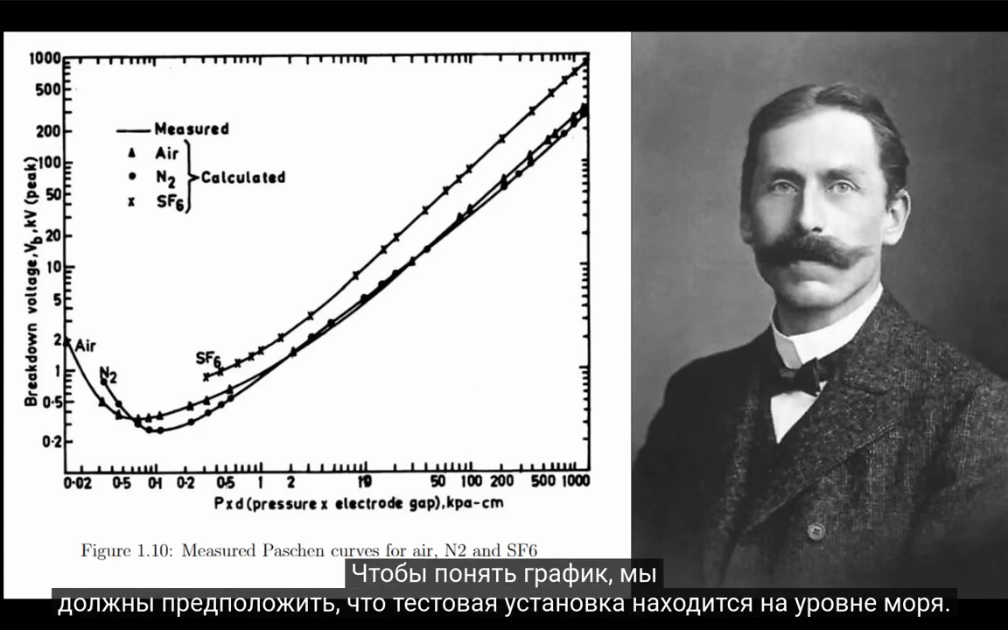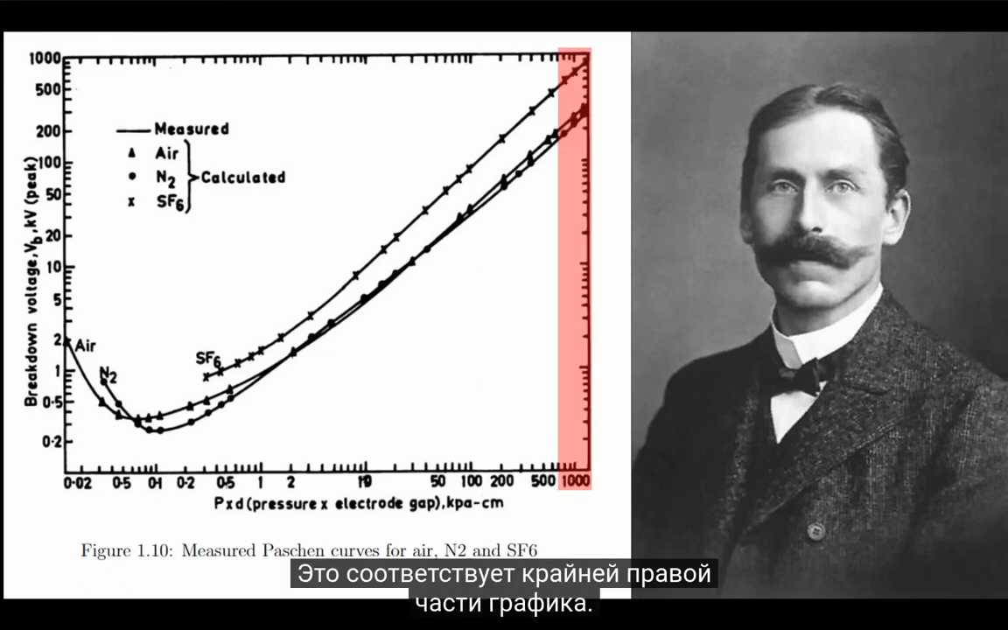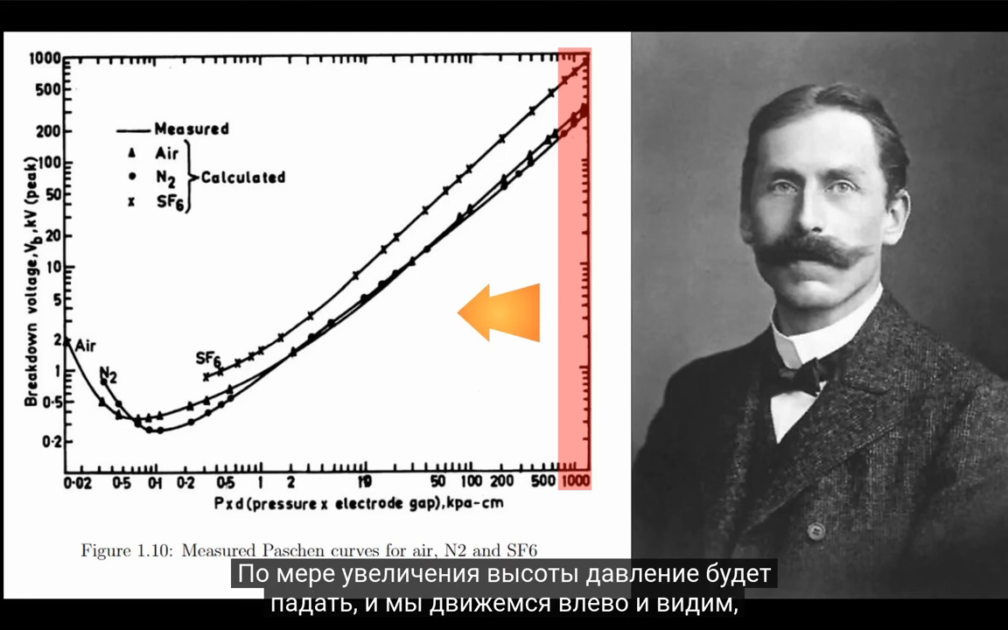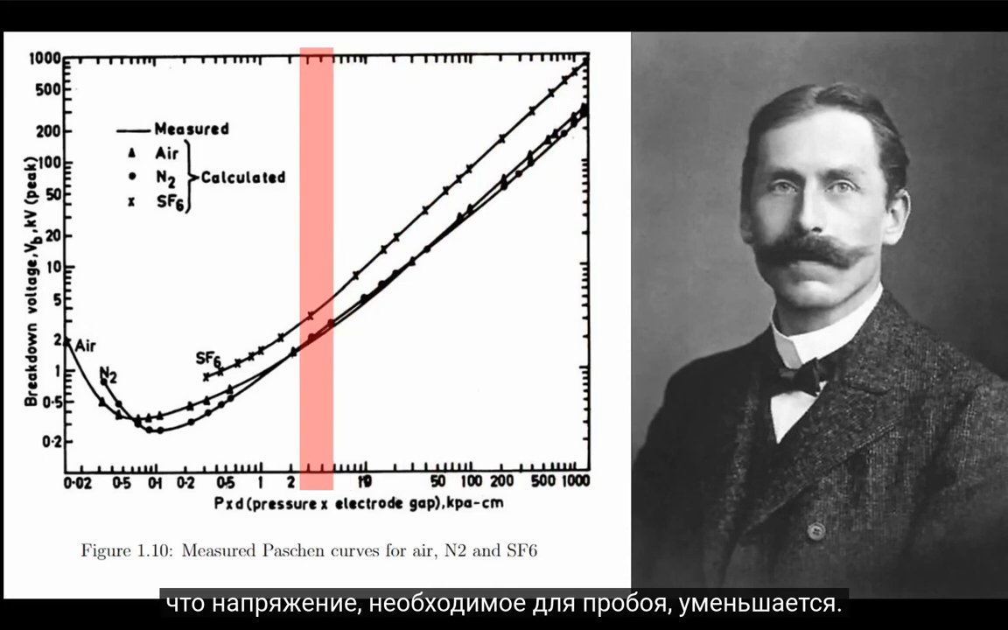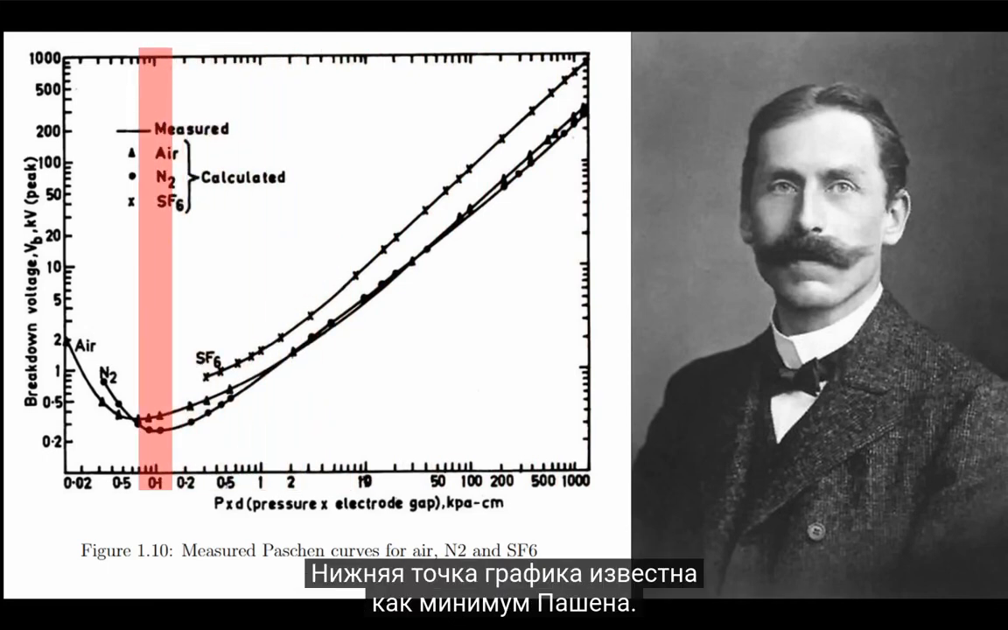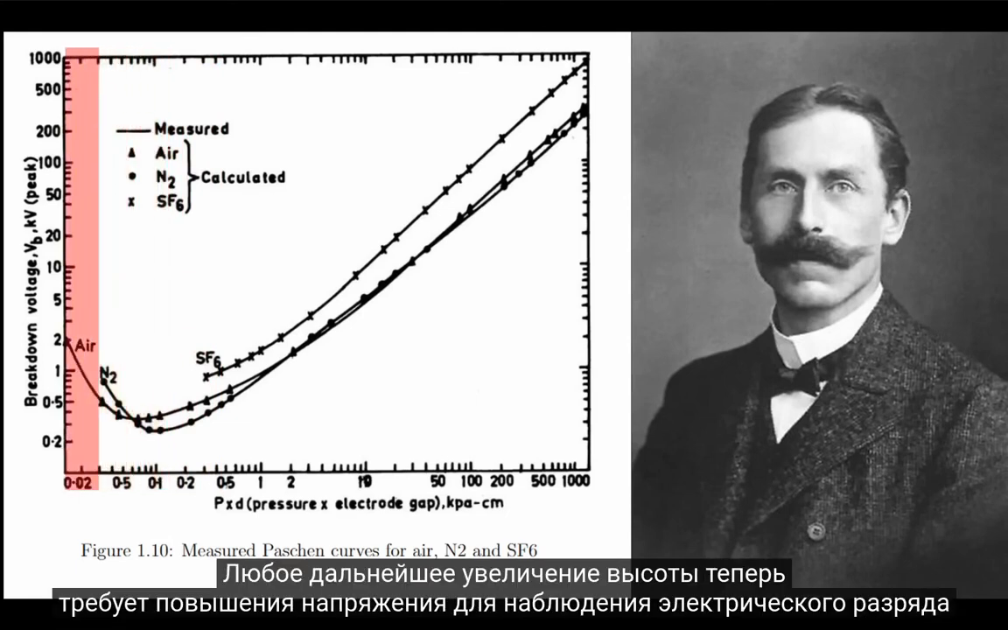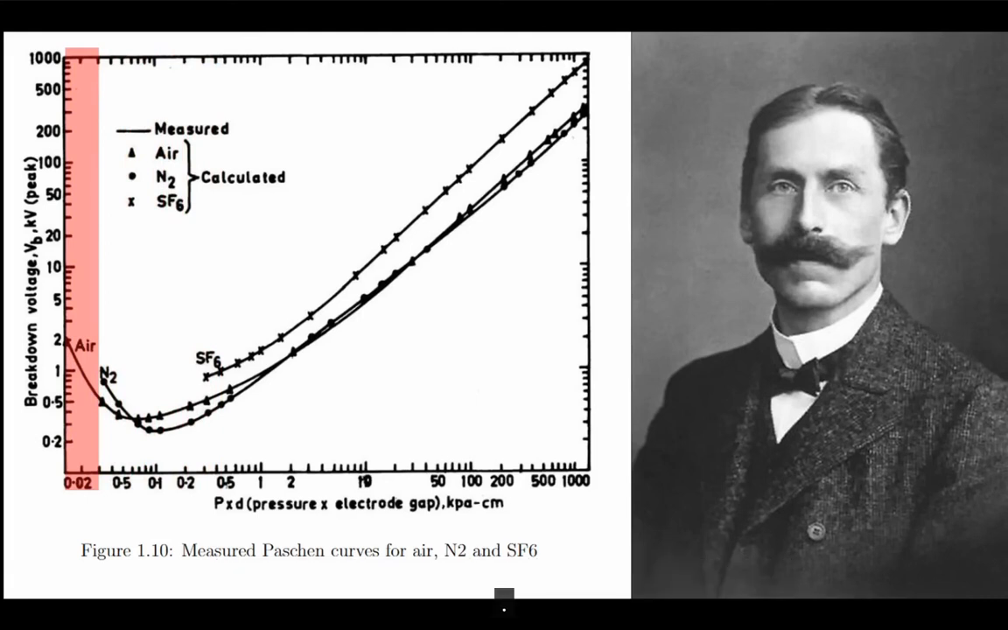In order to understand the graph, we have to assume that a test setup is at sea level. This corresponds to the far right-hand side of the graph. As we increase altitude, the pressure will drop, and we move to the left and see that the voltage required to break down decreases. The lowest point of the graph is known as the Paschen minimum. Any further increase in altitude now requires a rise in voltage for the electric discharge to be observed.